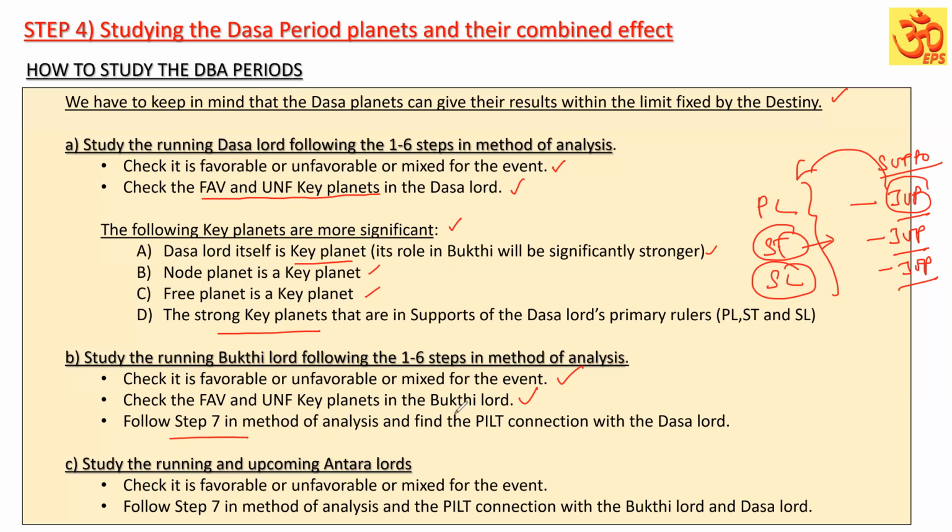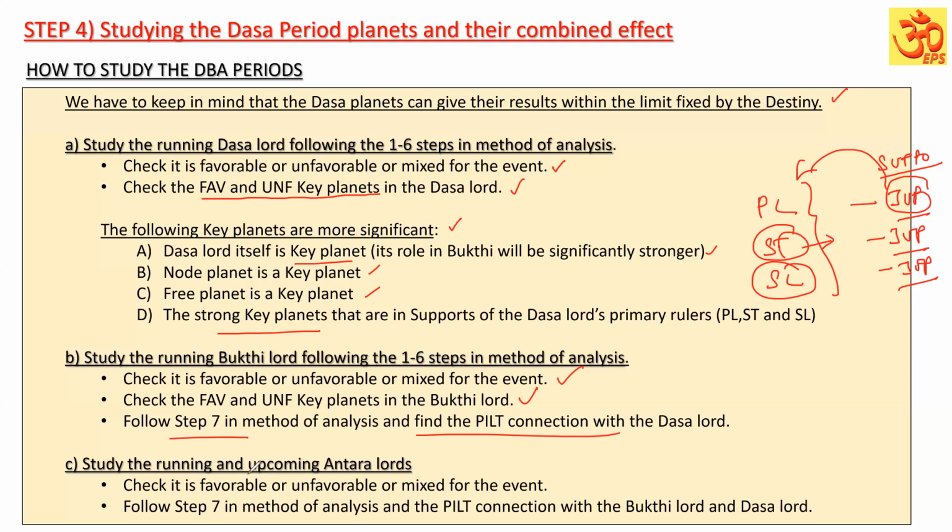Because when Bugdi has come, then we have to check step number 7, which is called the pilt connection. So follow step 7 in method of analysis and find the pilt connection with the Dasa Lord. Whether that Dasa Lord is well connected to the Bugdi Lord or the Bugdi Lord is well connected to the Dasa Lord through the key planets. When both are connected by the pilt connection, definitely they will have a good association. So the Bugdi Lord will give a significant effect under the Dasa Lord.